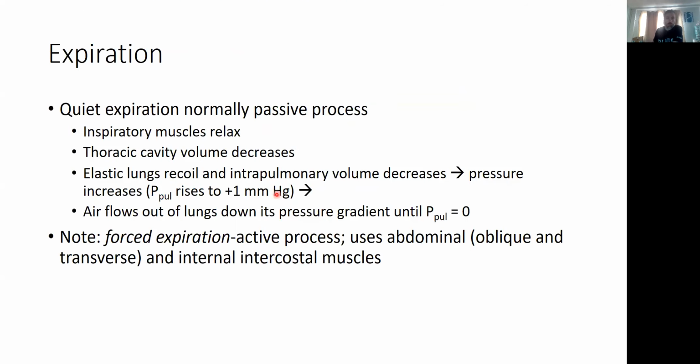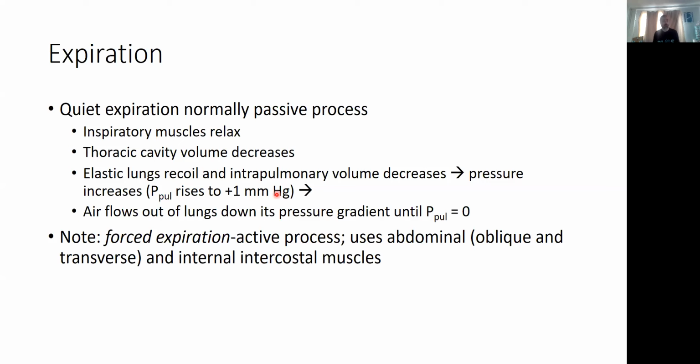Then for expiration, when you're just sitting there breathing, as you sit here watching this video, unless you're watching it at the gym or whatever, normally this is a passive process. All we have to do is just relax those muscles. You relax the diaphragm, you relax the intercostals, and what happens is the elastic stroma simply pulls the lung closed. As it pulls the lung closed, it pushes air out. Simple as that. Now, just like with inspiration, we can have a forced expiration.